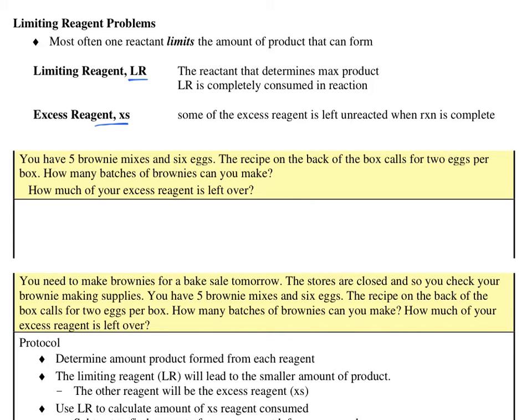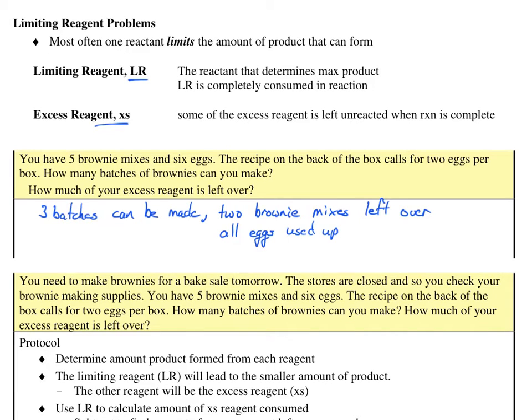You already know how to do a limiting reagent problem. Consider making brownies. If you have 5 brownie mixes and 6 eggs, and each mix calls for 2 eggs to make a batch, you immediately determine in your head that you can make 3 batches and that there are 2 boxes left over. In the language of chemistry, the brownie mixes are the excess reagent because there's a bit left over when the reaction's complete, and the eggs are used up.